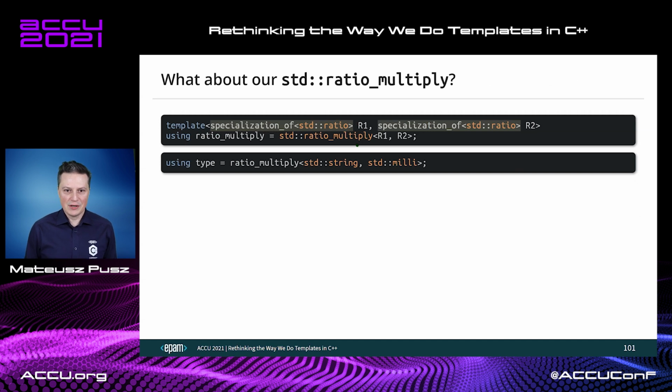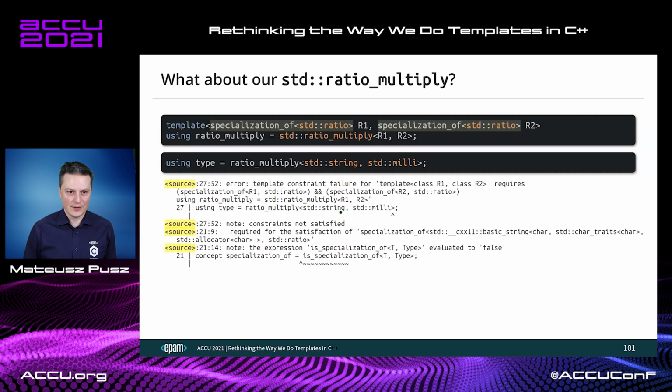So for example, my ratio multiply could be implemented as a specialization of ratio, and it would work just fine. We'll have an error saying that constants are not specified, because basic string, a long alias here for the instantiation, basically does not meet the specialization of the type provided for ratio.